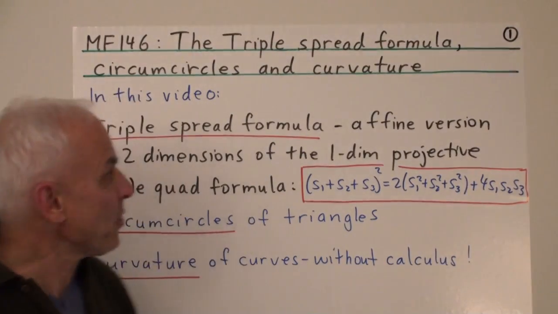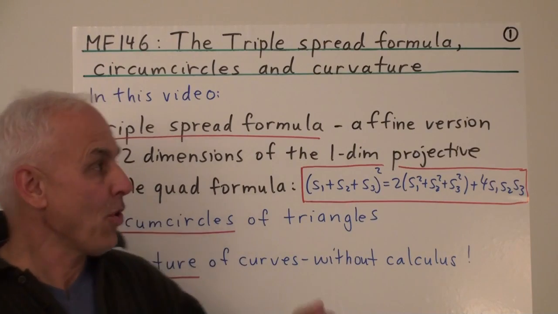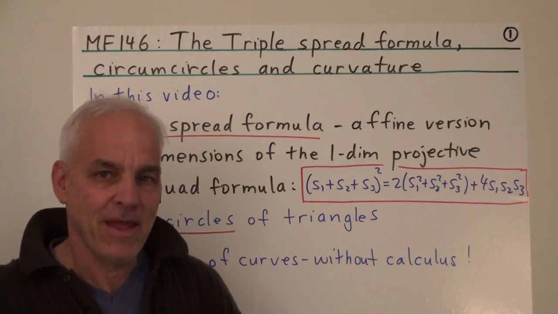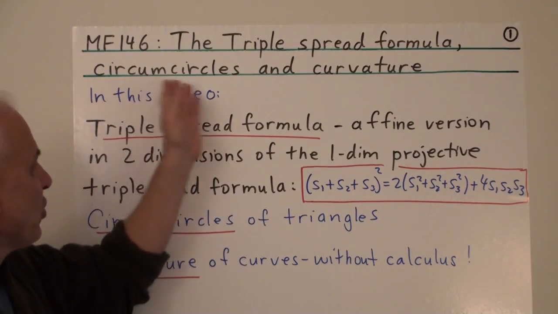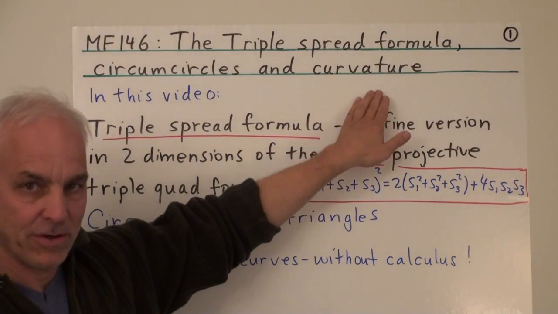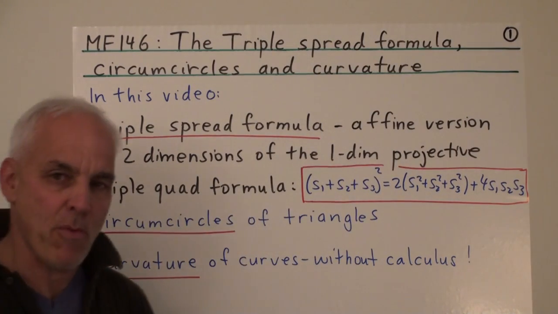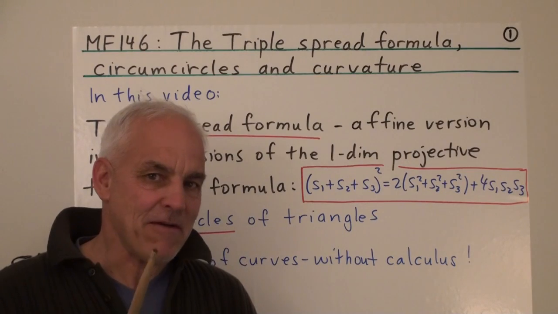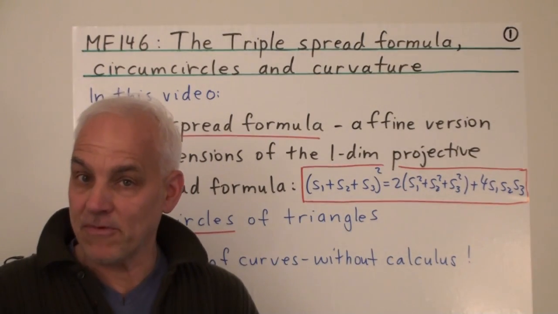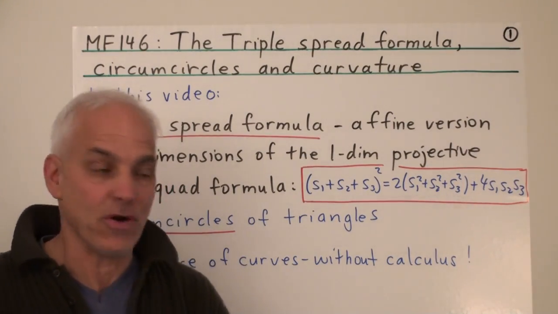In today's video, we're going to look at this projective triple quad formula, or the corresponding affine version, which we'll call the triple spread formula, and connections with circumcircles of triangles, and a notion of curvature. So it turns out that the triple spread formula is a lovely tool for getting at a very important concept from classical calculus, the idea of the curvature of a curve.